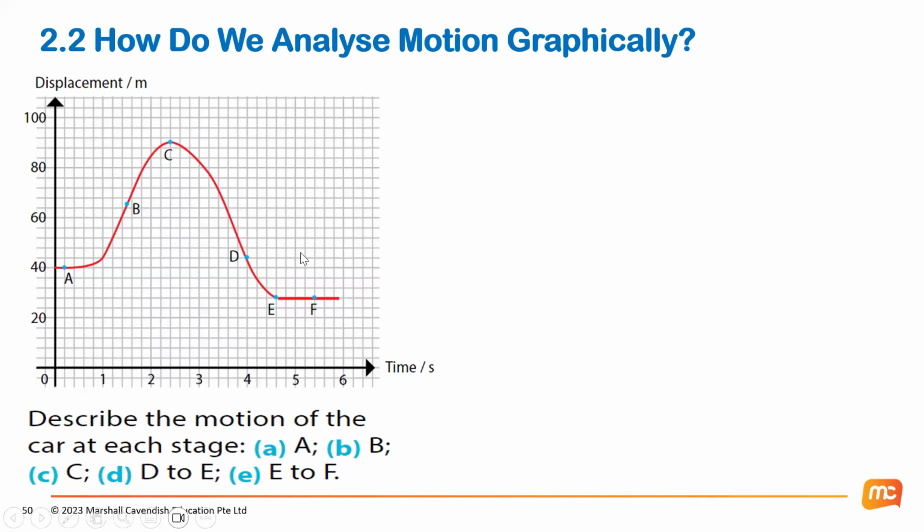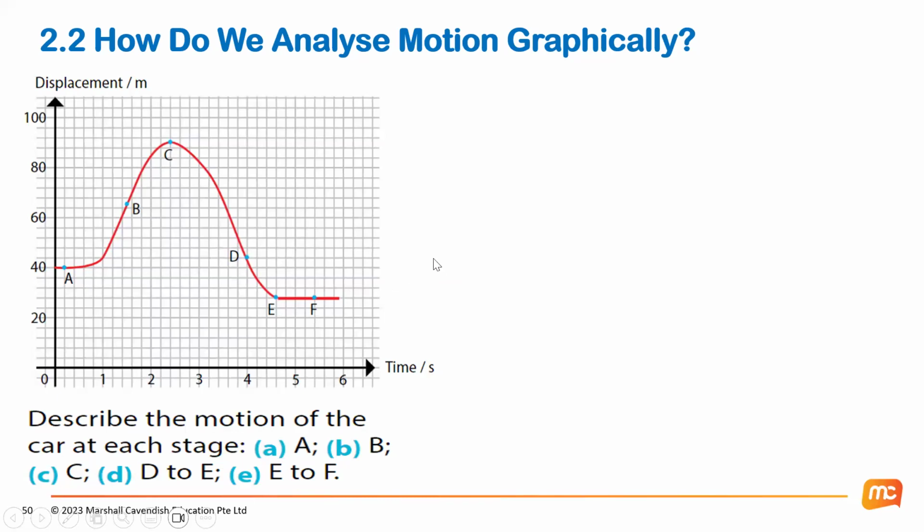For a displacement time graph, the first thing you need to think about is the gradient again. The gradient of a displacement time graph gives you the velocity. So I'm going to explain the motion in terms of velocity. The first part, A, is a flat line. Gradient is 0, so it means 0 velocity, which also means that the car is not moving.